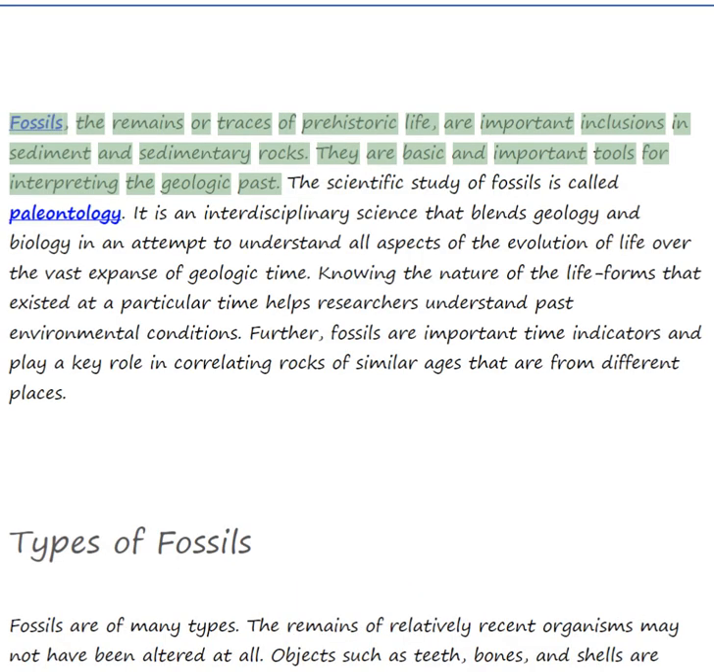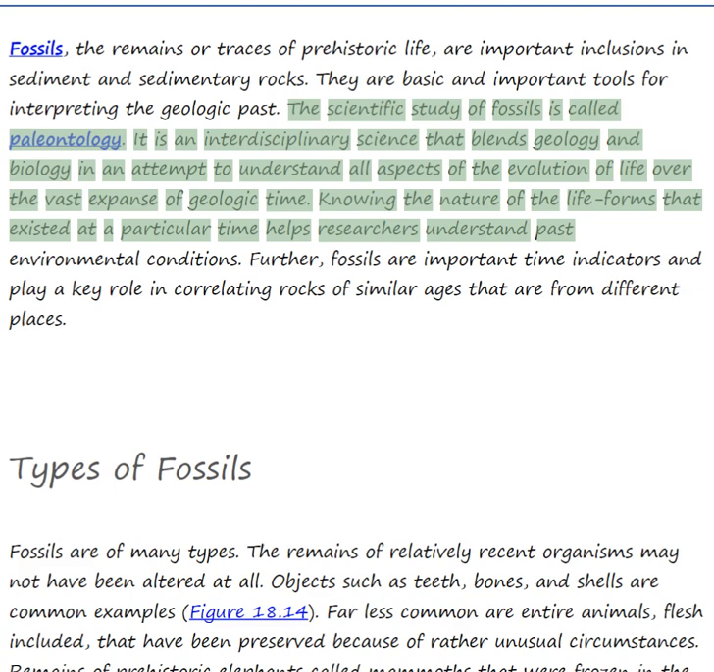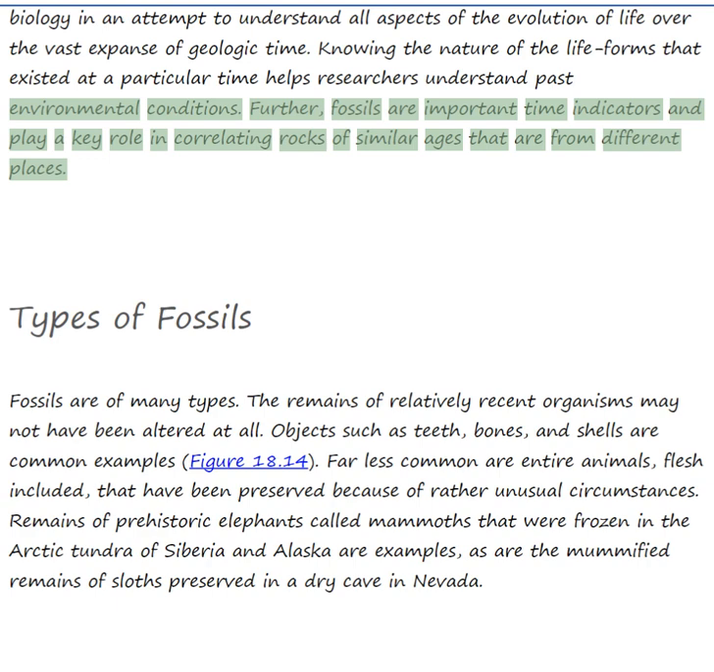Fossils, the remains or traces of prehistoric life, are important inclusions in sediment and sedimentary rocks. They are basic and important tools for interpreting the geologic past. The scientific study of fossils is called paleontology. It is an interdisciplinary science that blends geology and biology in an attempt to understand all aspects of the evolution of life over the vast expanse of geologic time. Knowing the nature of the life forms that existed at a particular time helps researchers understand past environmental conditions. Further, fossils are important time indicators and play a key role in correlating rocks of similar ages that are from different places.